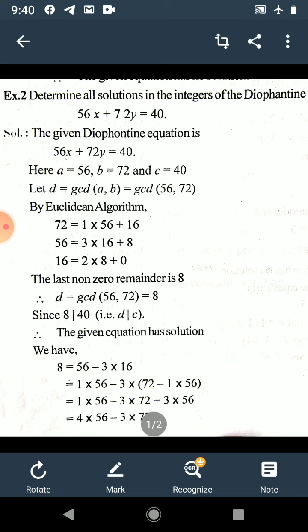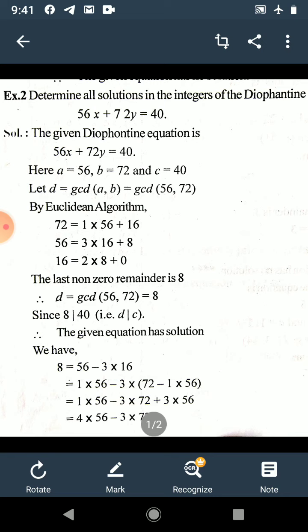The Diophantine equation ax plus by is equal to c has a solution if and only if the greatest common divisor d of the coefficients a and b divides the right hand side c.